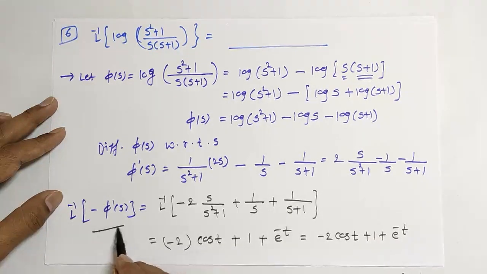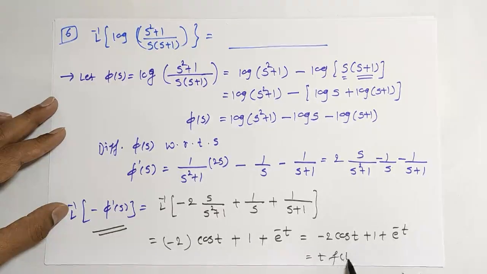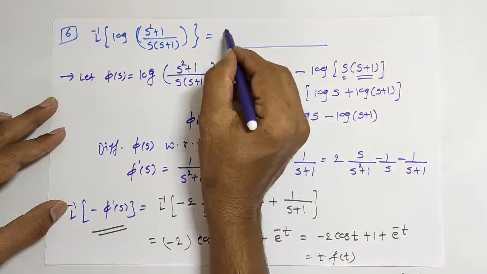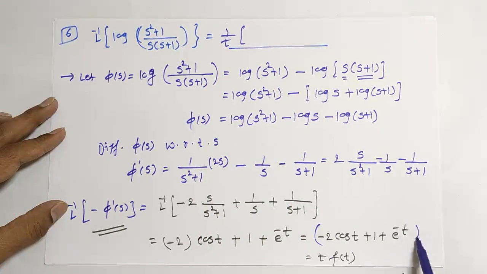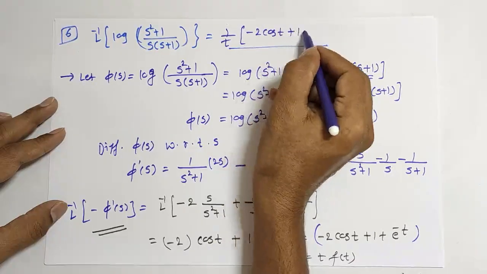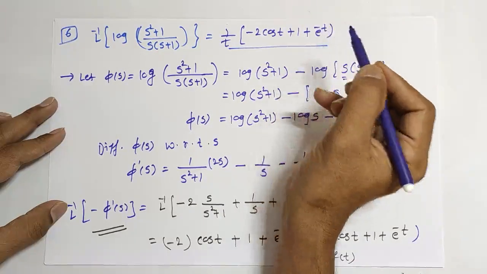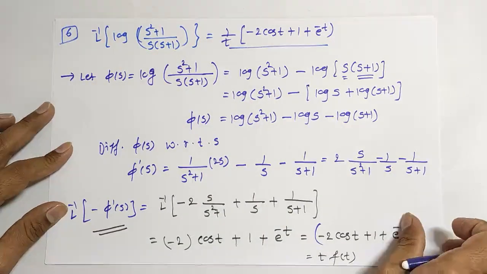And by formula, L inverse of minus phi dash of s is equal to t into f of t. So f of t is equal to, अब इसका हमें आंसर मिल गया, f of t is equal to 1 by t, right? 1 by t and ये टर्म आ जाएगा minus 2 cos t plus 1 plus e to the power minus t. So this is the answer of this question. Let us solve one more example.